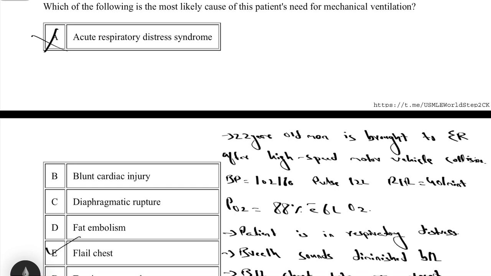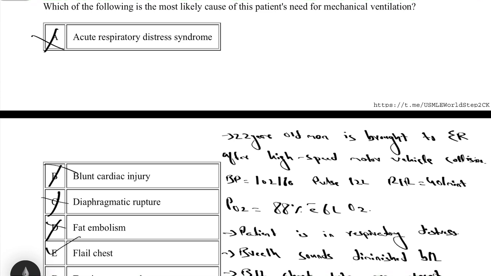Coming to the incorrect ones, acute respiratory distress syndrome. ARDS will take, for example, 6 to 72 hours to evolve after the inciting event, while the patient's inflammatory response builds and causes diffuse bilateral infiltrates on chest X-ray. Choice B, blunt cardiac injury. Blunt cardiac injury can cause myocardial infarction, dysfunction leading to cardiogenic pulmonary edema and hypoxia. Choice D, diaphragmatic rupture. In a patient with diaphragmatic rupture, on X-ray there will be visualization of the abdominal contents in the lungs. Choice D, fat embolism.